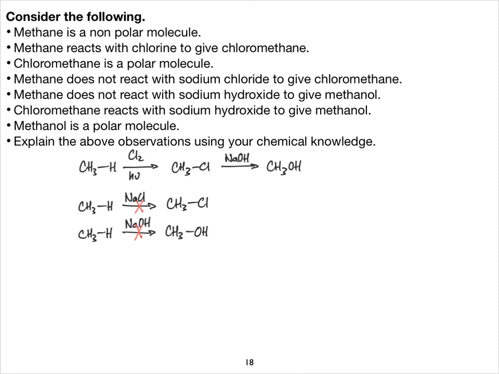So how do we explain these observations? So methane reacts with chlorine to give chloromethane. Chloromethane can react with sodium hydroxide to give methanol. However, methane will not react with sodium chloride to give this, chloromethane. Methane will also not react with sodium hydroxide to give methanol.